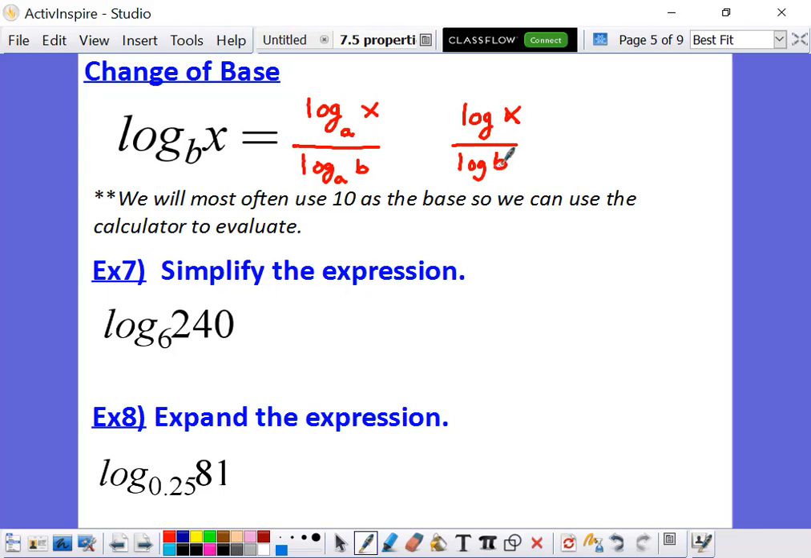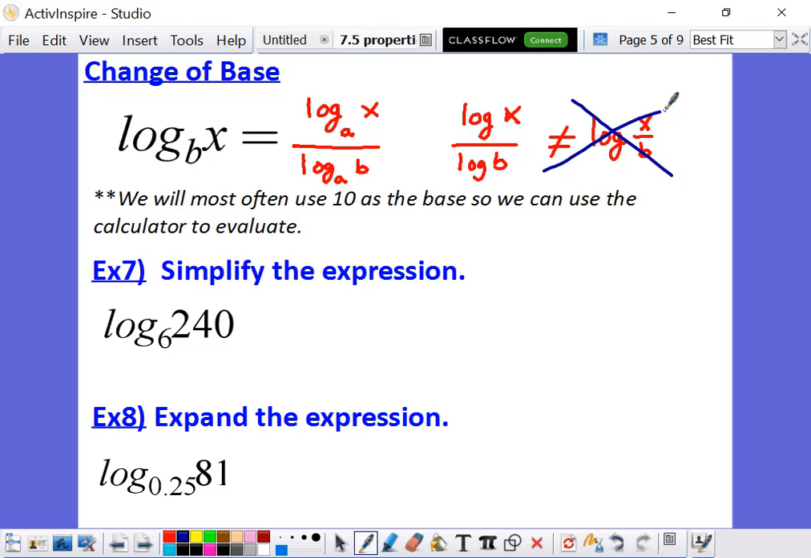Most common mistake here: this is not the same as log of x over b. A lot of times people want to combine those into one log, and it is not the same. You can't do it. Don't do it. It's very, very bad. Okay? So look at example 7.